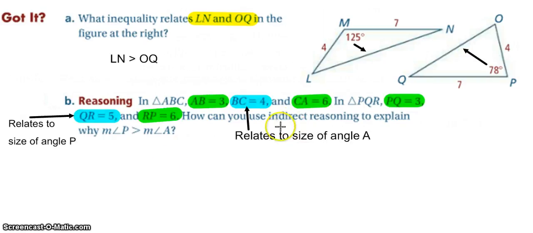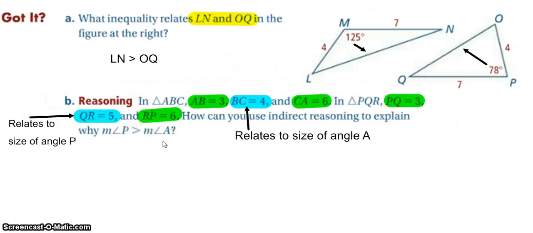Now for B, we'll get to how we use the indirect reasoning here in just a second, but first let's just look at what we know. We know that AB is 3 and CA is 6, PQ is 3, and RP is 6, so here we have my congruent sides. So the sides that are not congruent are BC and QR. Now what I see is that QR is 5, BC is 4, so since QR relates to angle P, and BC relates to angle A, that tells me that angle P is going to be larger than angle A.